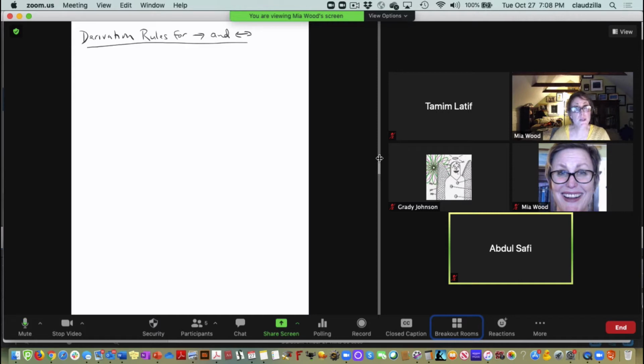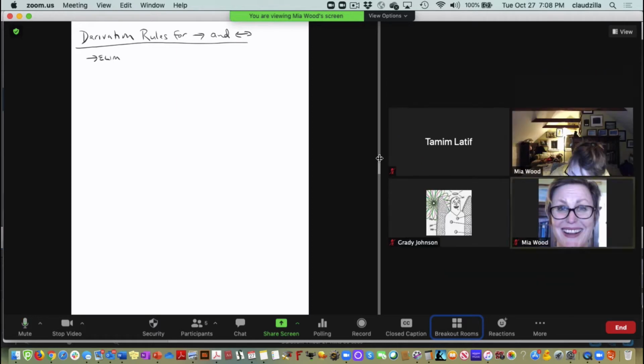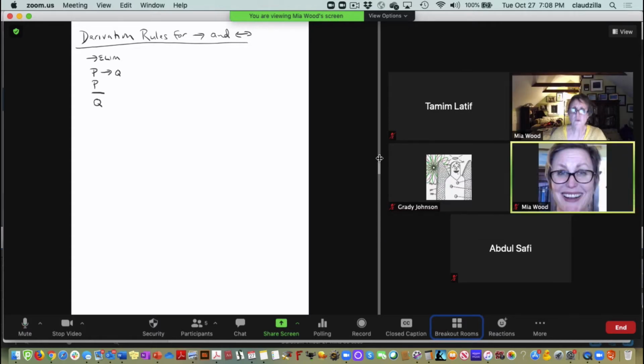Okay, so we started with the elimination, right? So conditional elim looks like this. When you have a conditional and you affirm the antecedent, you derive the consequent. Now, affirming the consequent will not give you the antecedent.